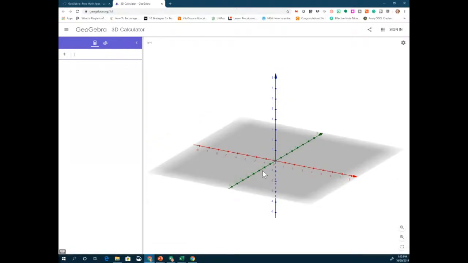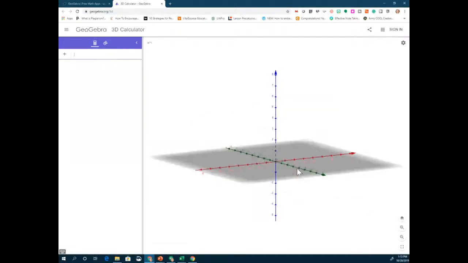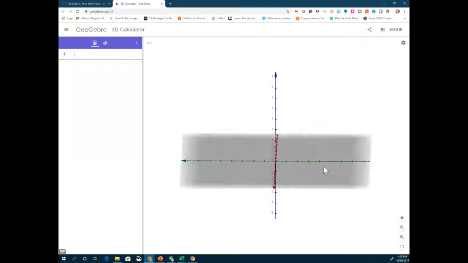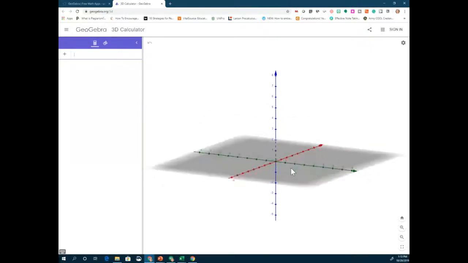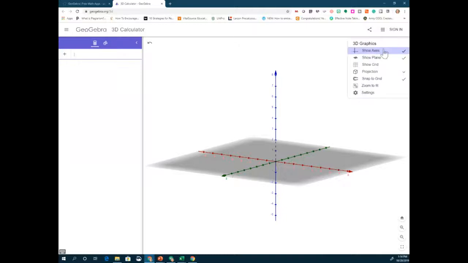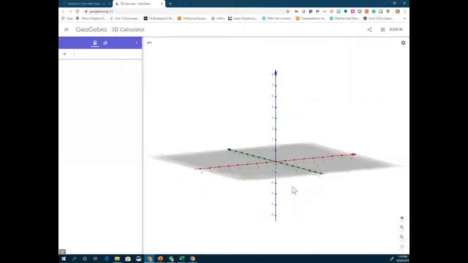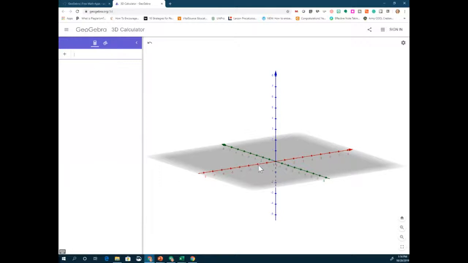So this is what it looks like. The green and the red, those are the x and y axes, and I can rotate them. I really wish these were labeled, but those are x and y. And then going up, the blue, that is the z axis. It doesn't allow me to label these, but that's what we're looking at. So x and y are 2D, the flat part, and then z is coming out of the paper. That's basically the 3D part, what makes it 3D.